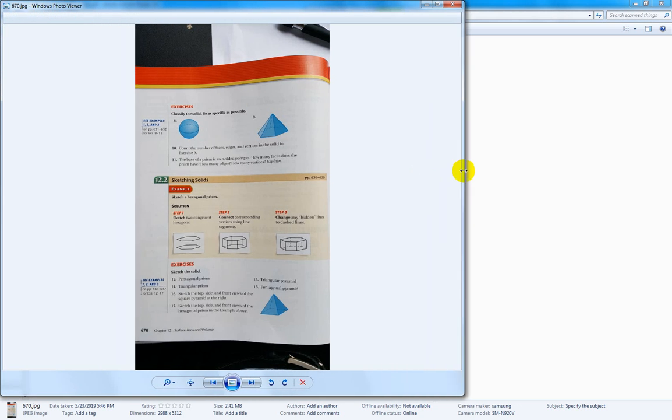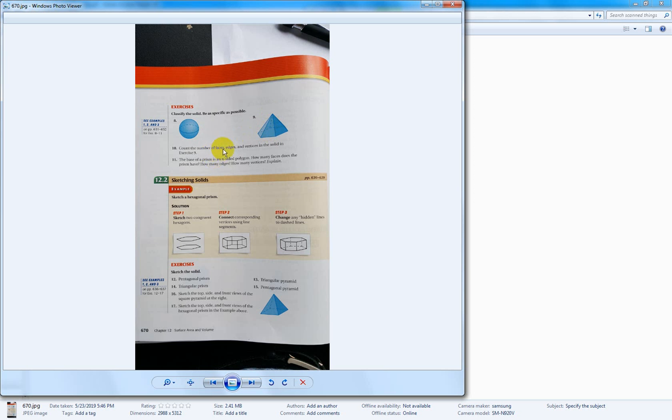Okay, so page 670, number 8, classify the solid. Number 8 is obviously a sphere. Number 9, you count the number of edges here, and there are 6. And it's a pyramid because there's a point on the top, so it's a hexagonal pyramid.